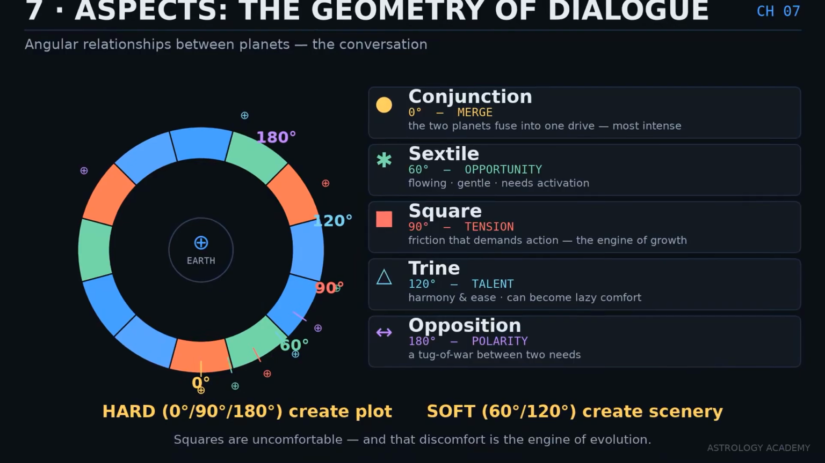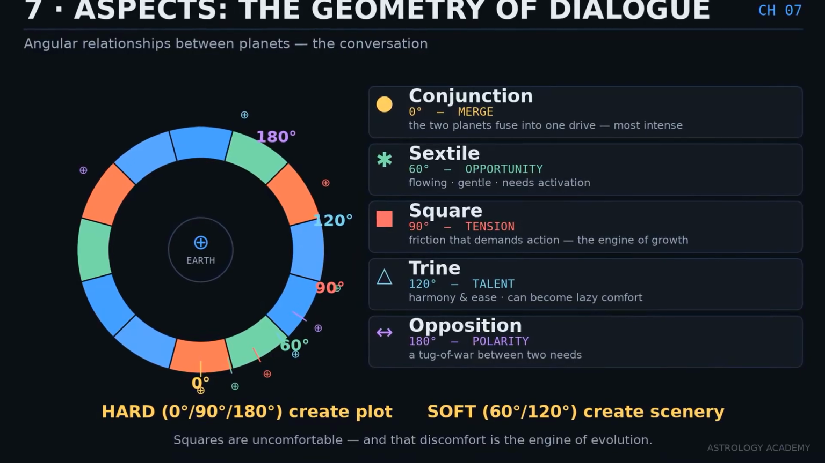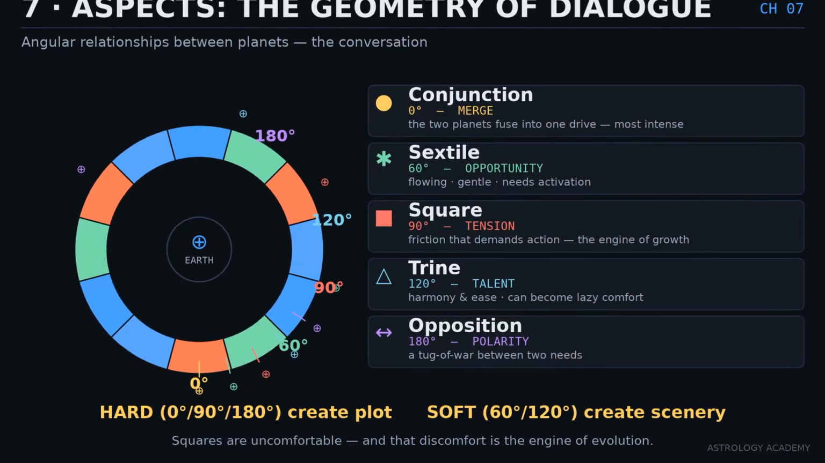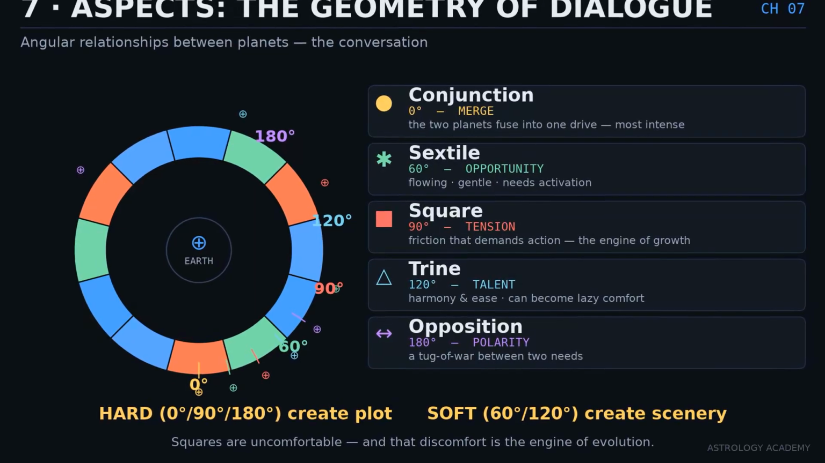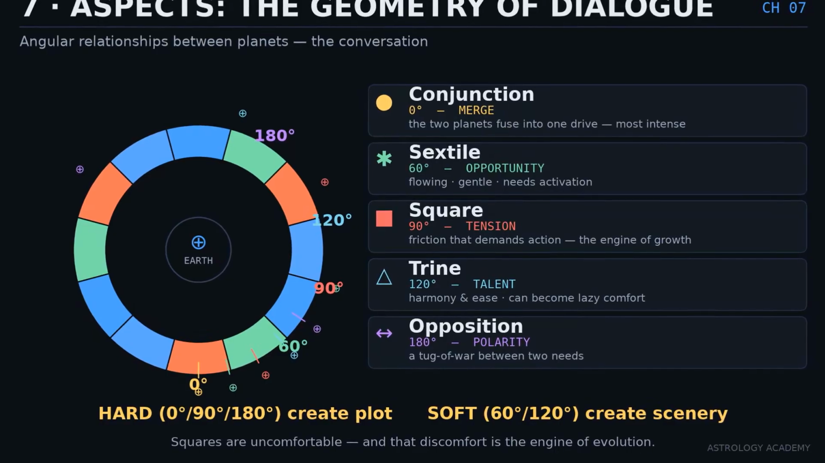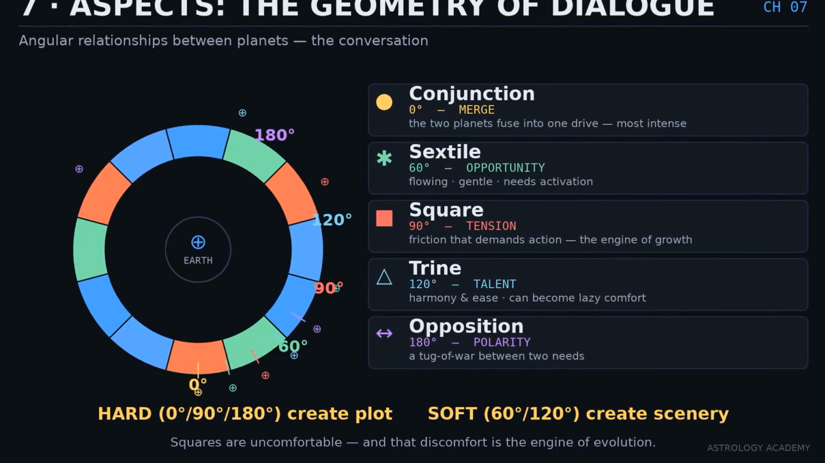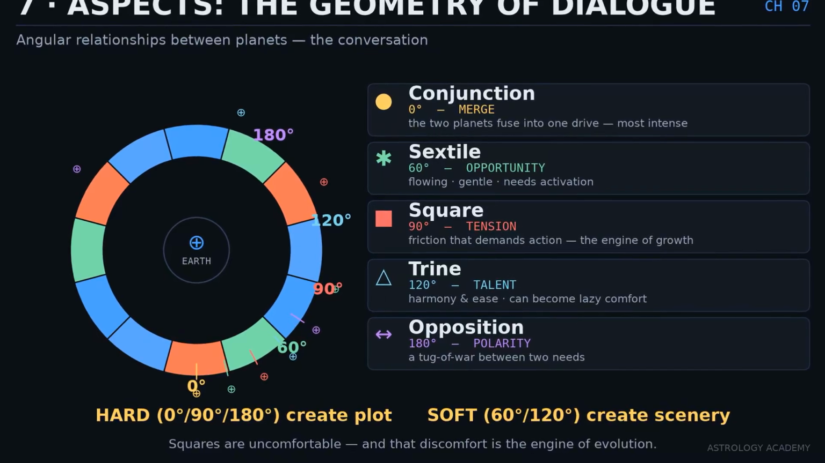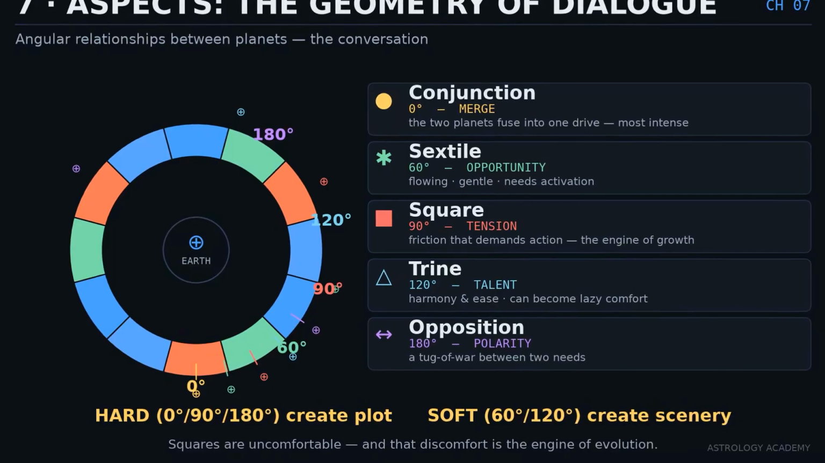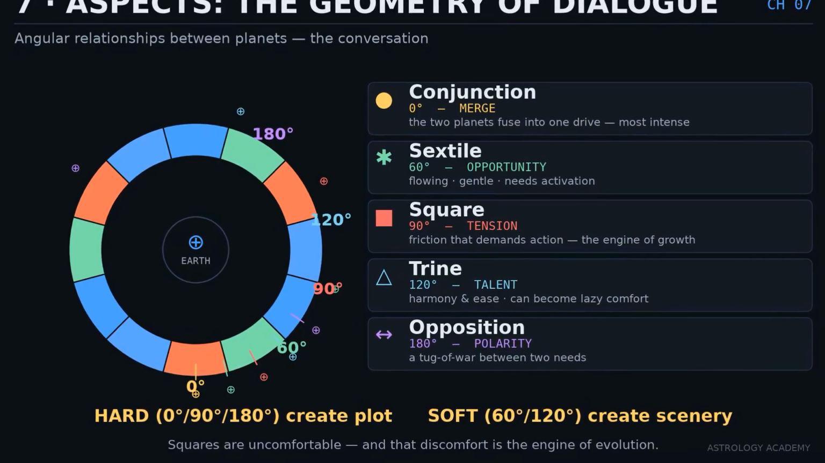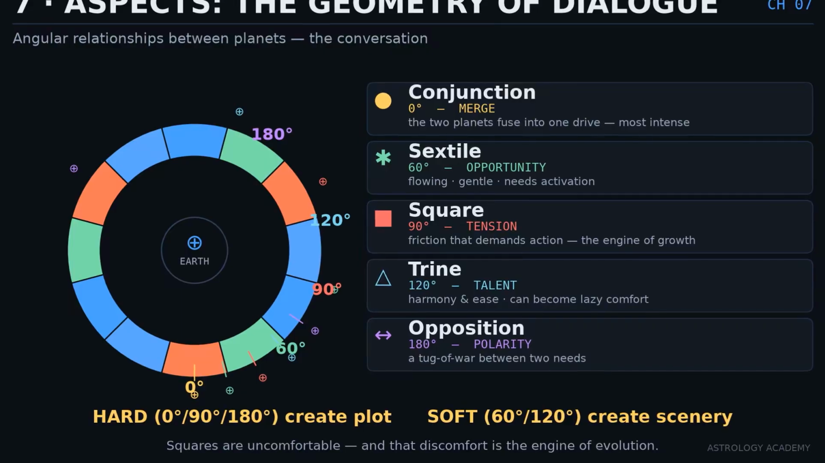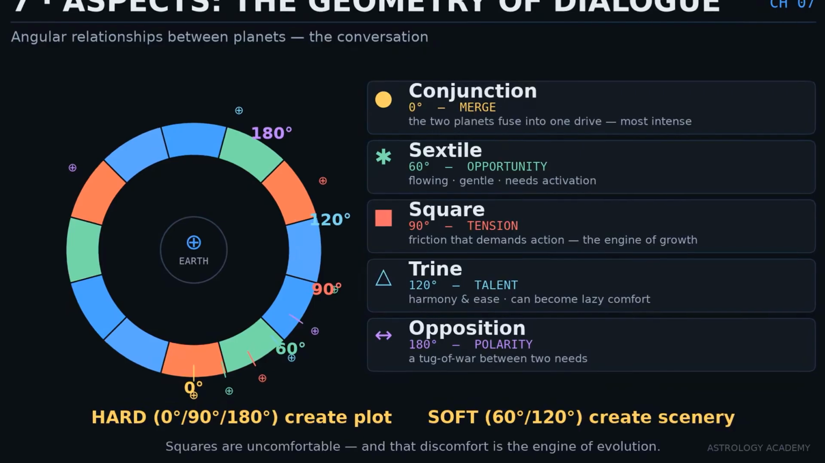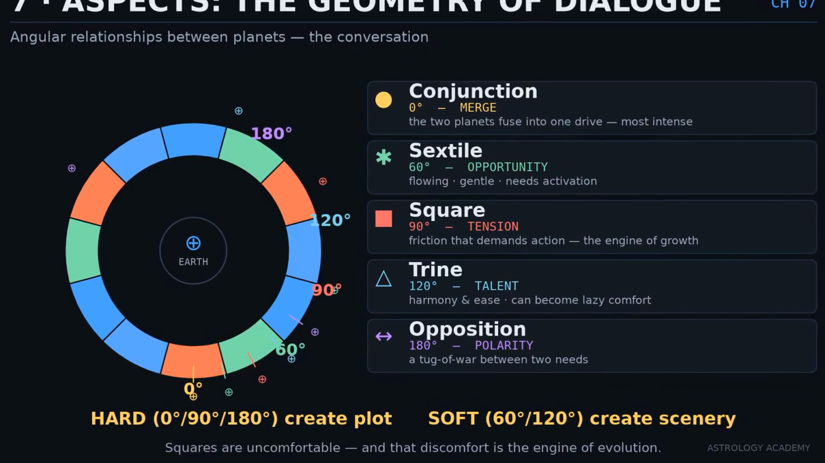Learn these 5 first. Conjunction, 0 degrees. Merge. The 2 planets fuse into one blended drive. Most intense. Sextile, 60 degrees. Opportunity. Flowing, gentle, needs activation. Square, 90 degrees. Tension. Friction that demands action, the engine of growth. Trine, 120 degrees, talent. Harmony and ease, can become lazy comfort. And opposition, 180 degrees, polarity. A tug of war between 2 needs, often played out with others.